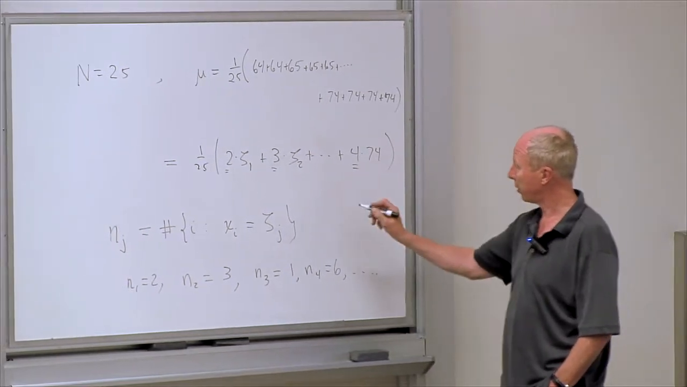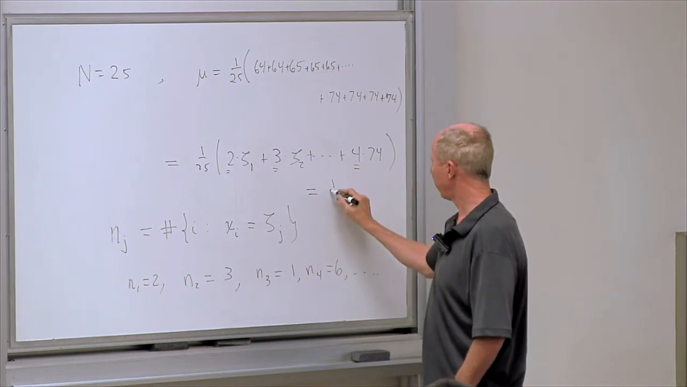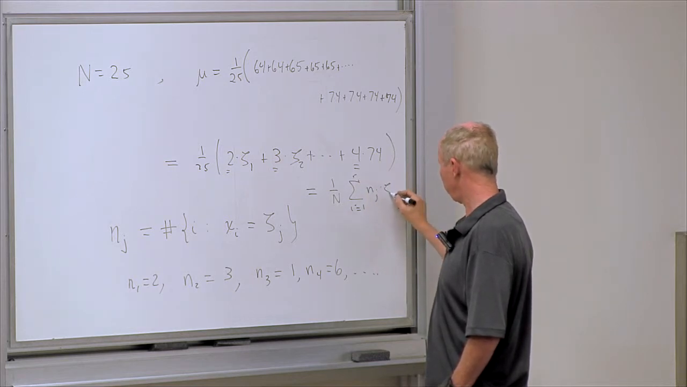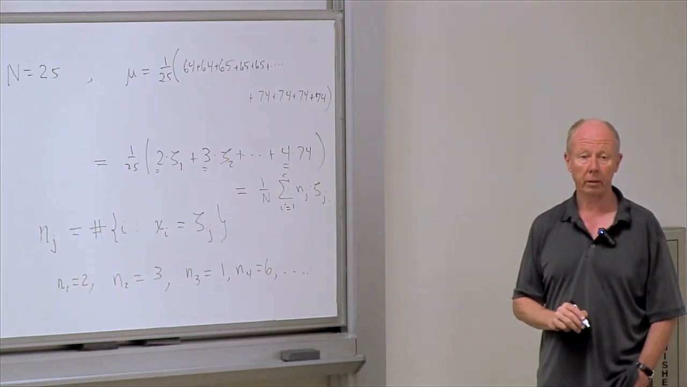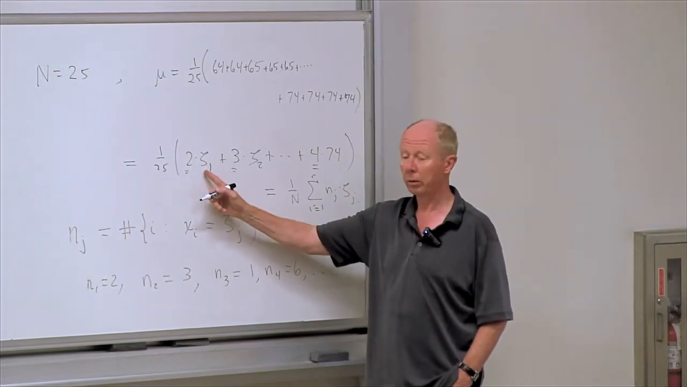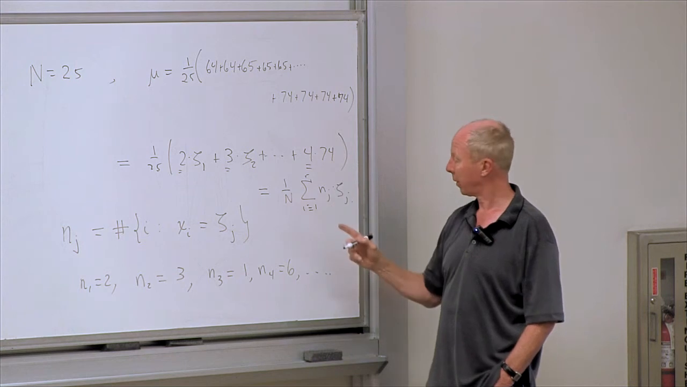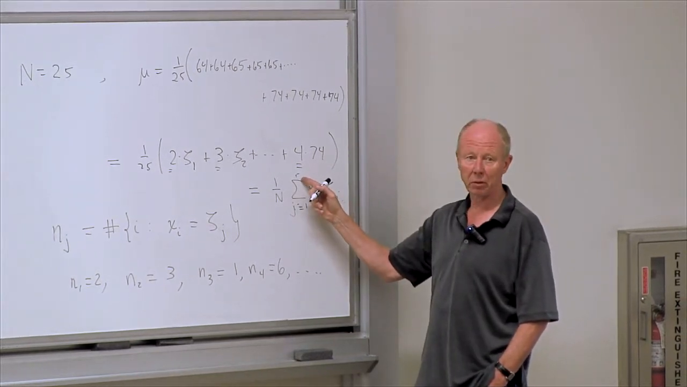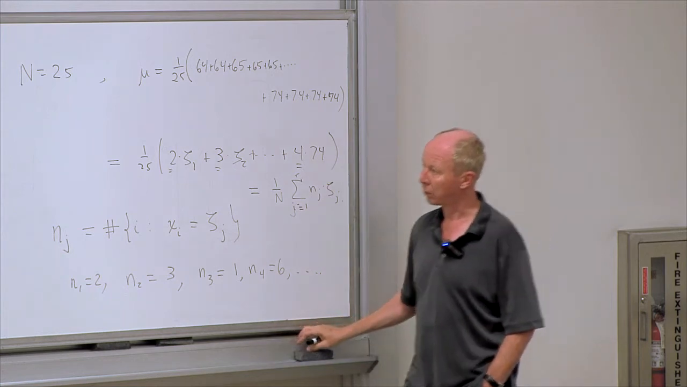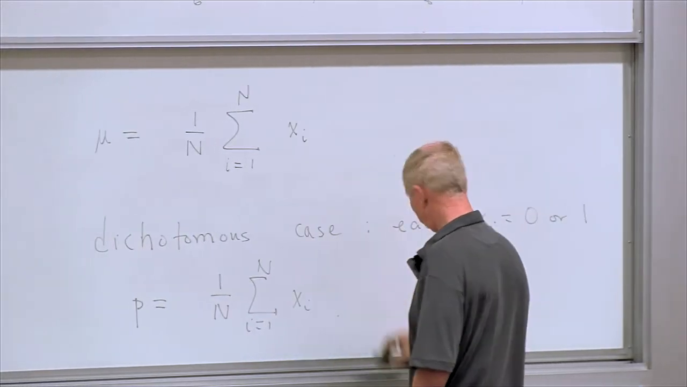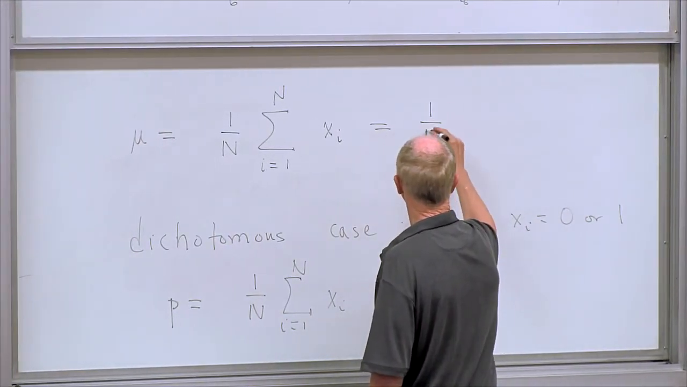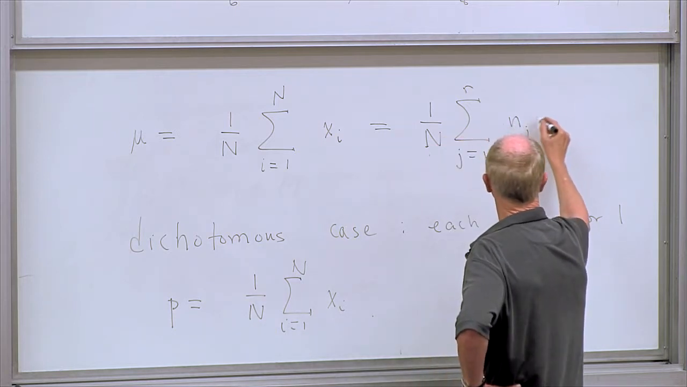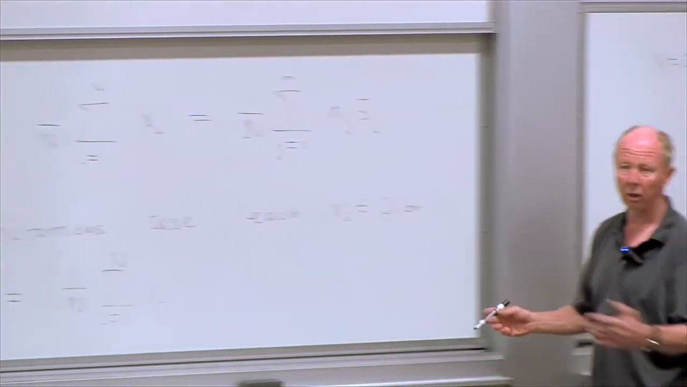Okay. So I could rewrite this sum here as, well, I'm going to call this 1 over capital N again, and the summation, j equal to 1 to r, n sub j times c sub j. Right? It's n1 times c1, n2 times c2. Oh, I'm sorry, j. Yeah, thank you. And r is the total number of distinct numbers on the list. Okay, so let me write that over here. We could also write the population mean.